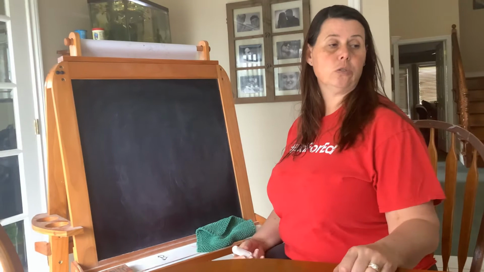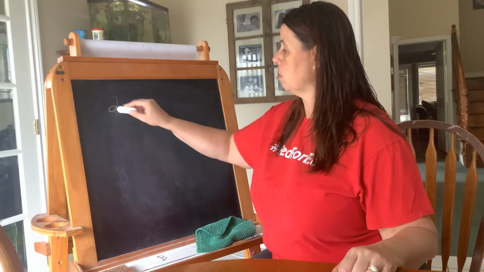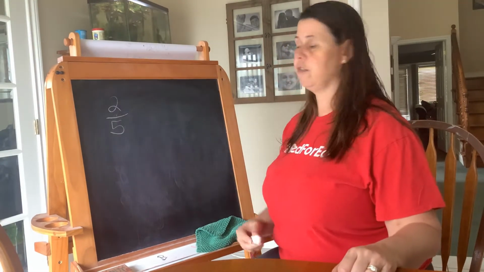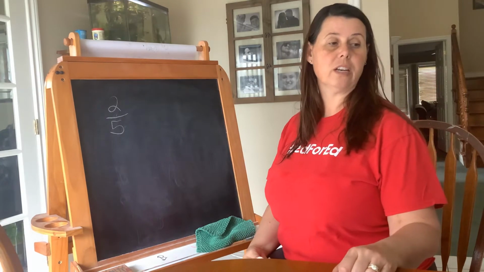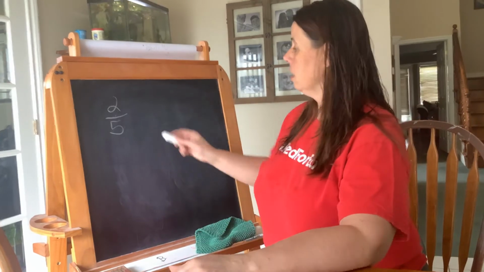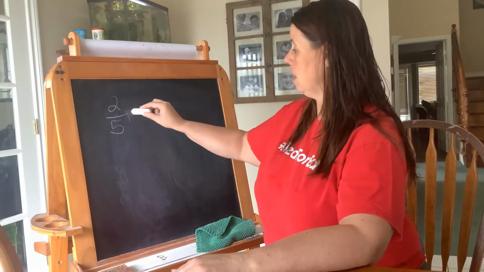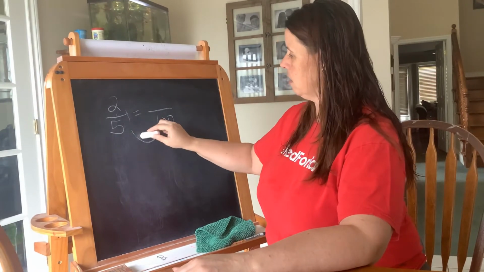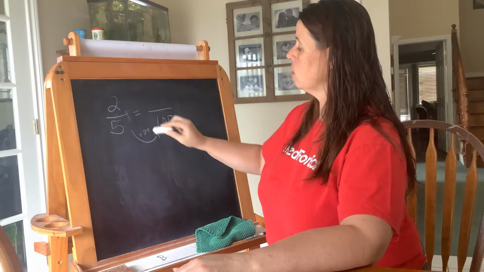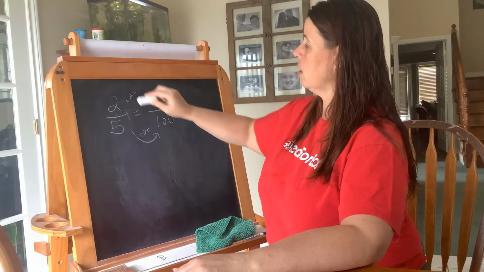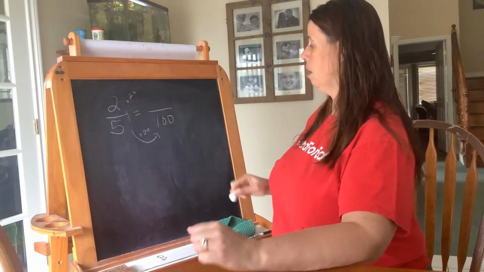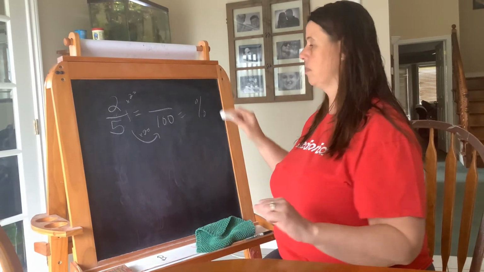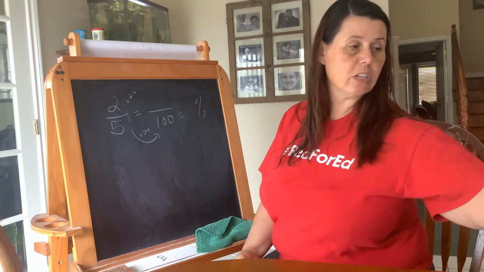Okay, 2 out of 5 friends order pizza. What percent ordered pizza? Okay, so we got to get 2/5 to a percent, which means we've got to get to 100. How do I get from 5 to 100? Times 20, times 20 on the top. You fill in that number and tell me what the percent is. Okay? Pause the video, go do number 2.